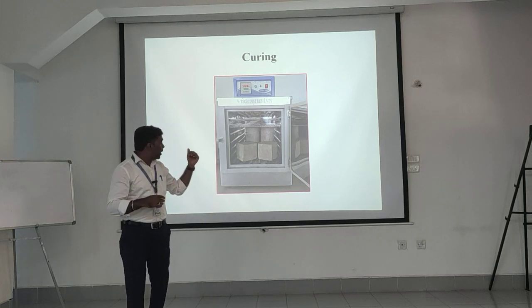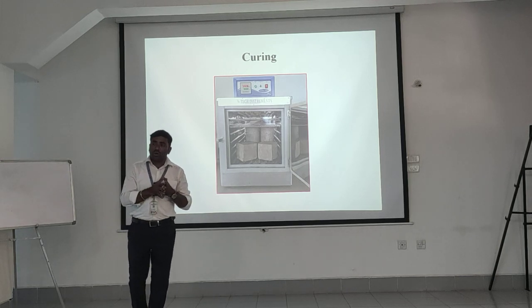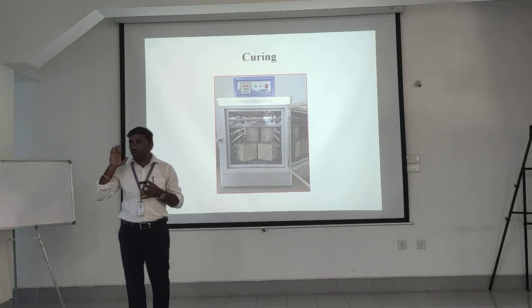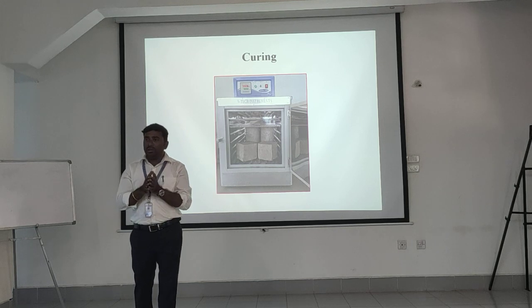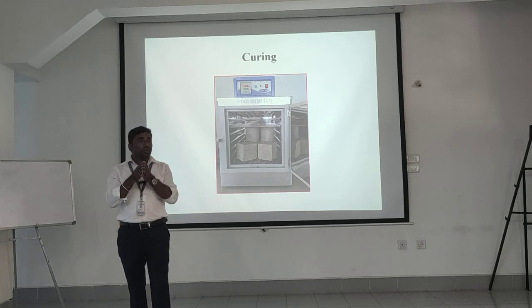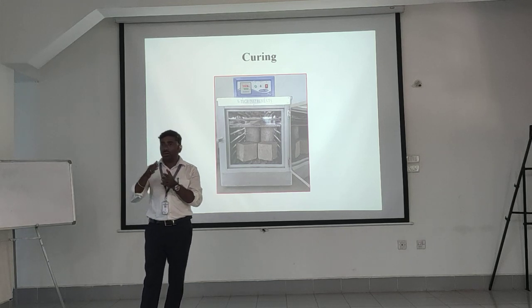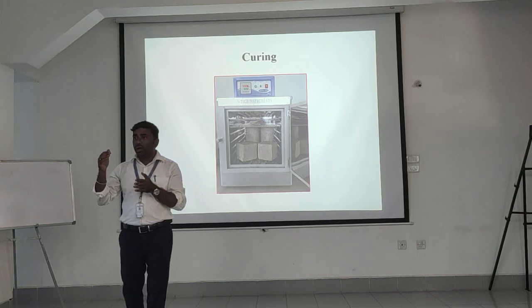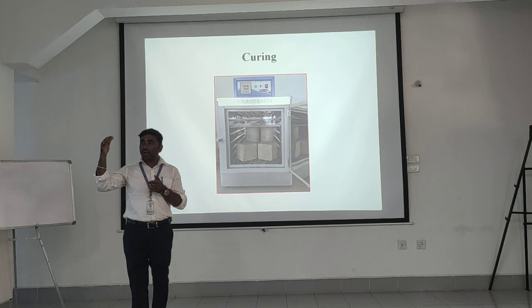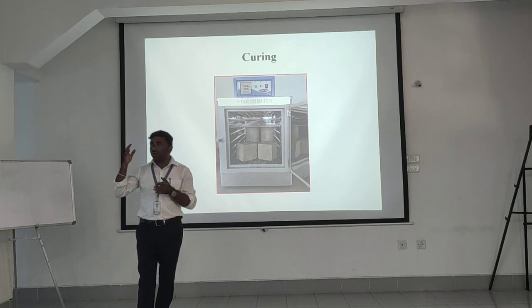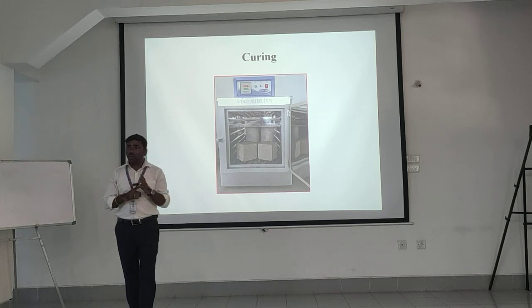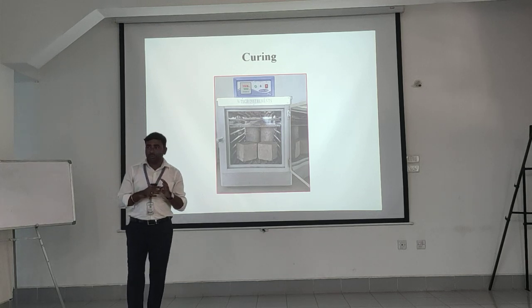So in the case of conventional concrete, the curing period is up to 28 days. Within 1 day to 7 days, we will get 30 to 50% of the strength. At 14 days, we will get 80 to 90% of the strength, and after 28 days, we will get 100% of the strength. But here, for 1 day, we will get 70 to 80% of the strength.